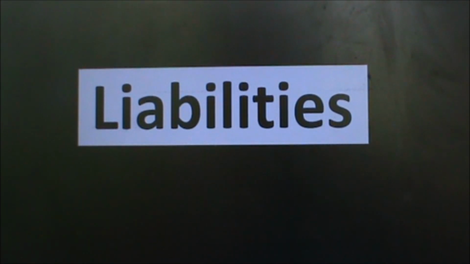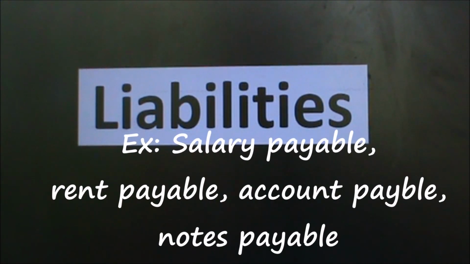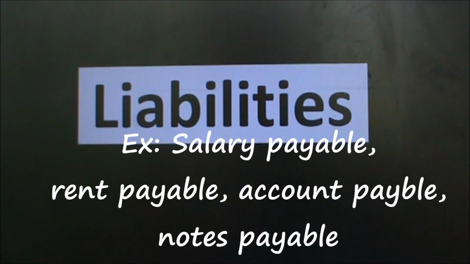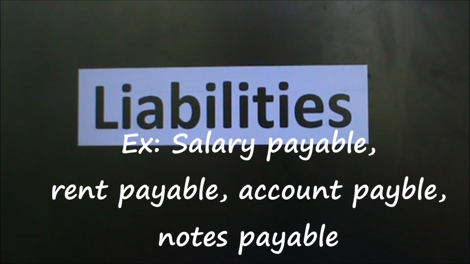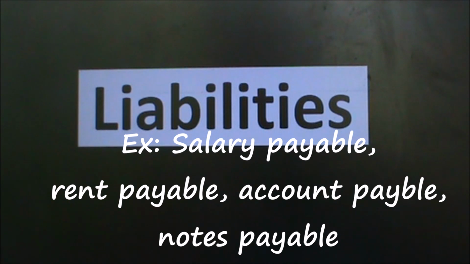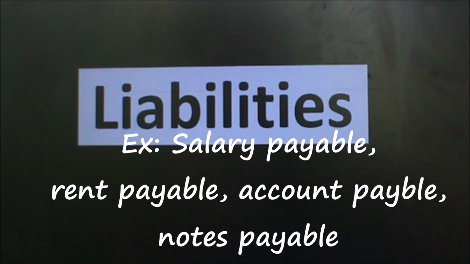So, examples of liabilities. At the end of the month, the employer must pay salaries to the staff. So it means the business entity has to pay salary: salary payable, the obligation to pay salary. Another example is rent payable. It means the business entity must pay the lessor at the end of the month.